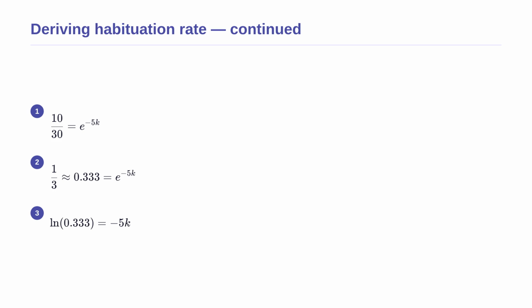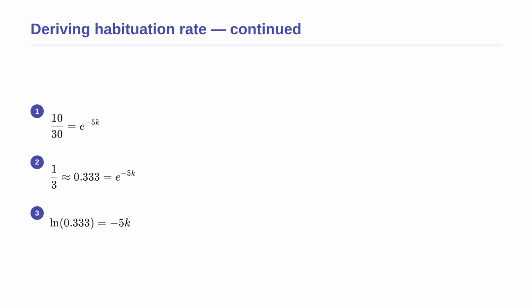Continuing from our setup, our goal is to get the exponential term completely by itself. To do this, we divide both sides of the equation by the initial response of 30. The fraction on the left simplifies to 1/3, or approximately 0.333. This physically means the prairie dog's response has dropped to exactly 1/3 of its original strength.